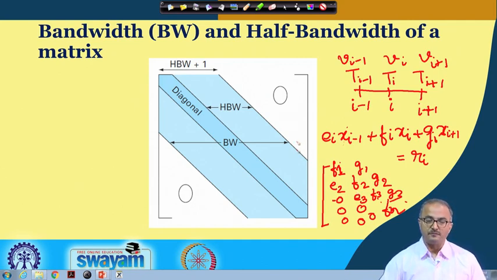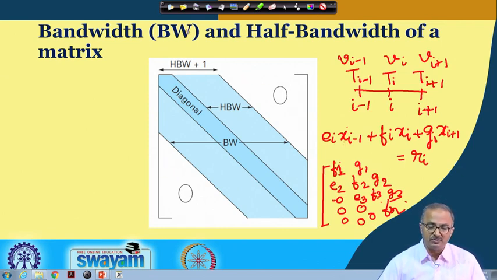So in this particular figure you can see that we have the bandwidth, the total number of columns from the subdiagonal to the superdiagonal. And the half bandwidth is from the diagonal element up to the superdiagonal or the subdiagonal, and the rest of these elements are all zeros.